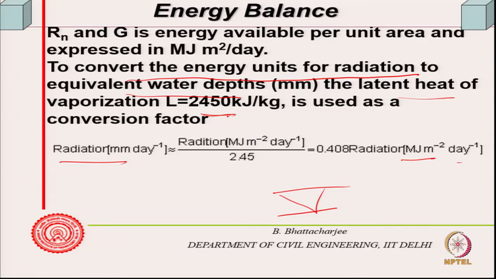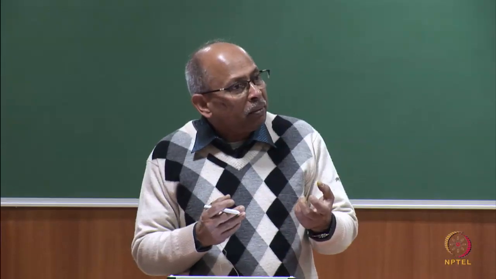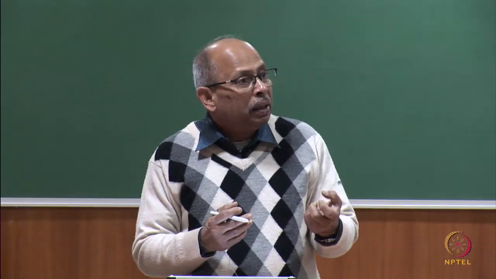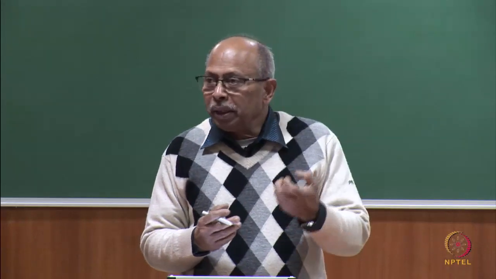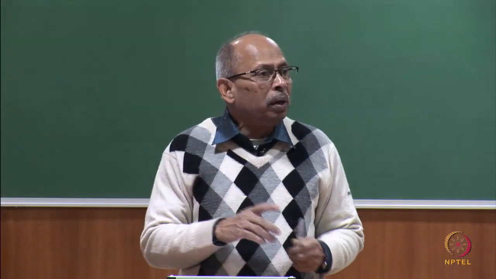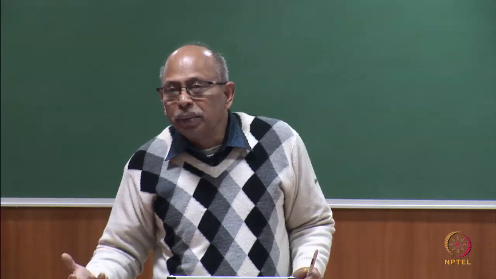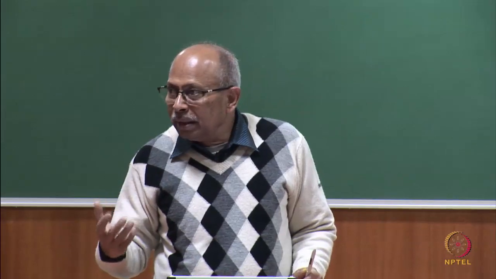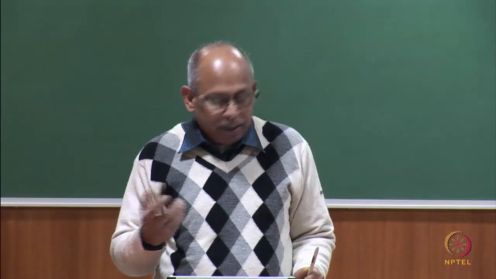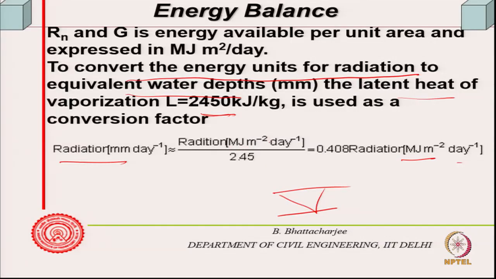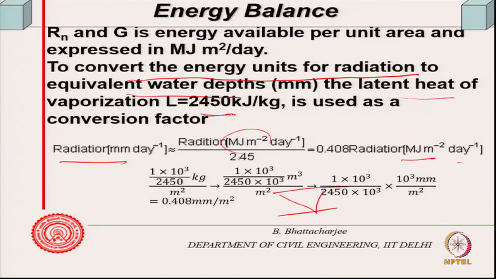So if I know the total energy coming in, this divided by latent heat of evaporation will give me the quantum of water that can evaporate from the radiation received, because after all, if the evaporation is to occur, the sunlight is also needed, you know, the energy is needed in order that evaporation takes place, right. So if megajoule per meter square per day is the amount of radiation, this divided by 2450, this is in kilojoules per kg, divided by 1000.